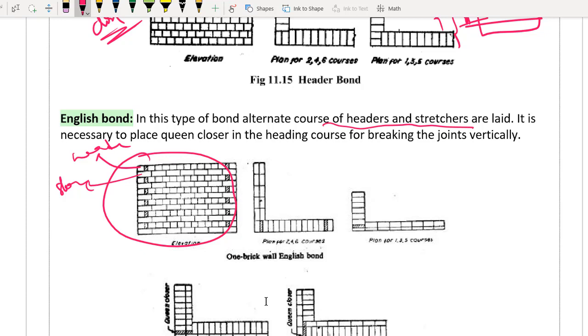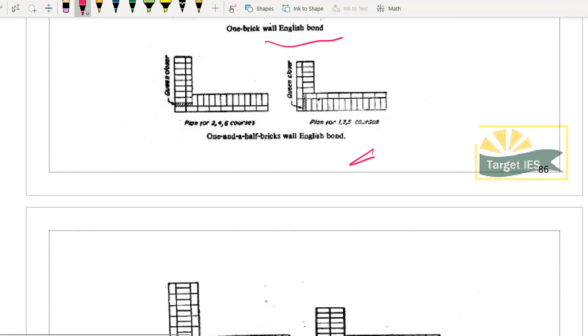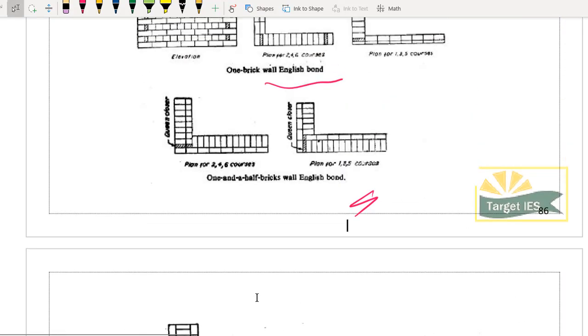It is necessary to place queen closer in the heading course for breaking the joints vertically. Okay, so obviously I have explained you about these courses. So again we will be using our queen closer to break our joints if any, and this is actually good. So here of course we can have one brick wall like this, or you can go for one and a half brick, or you can go for two and a half brick. It is up to you.